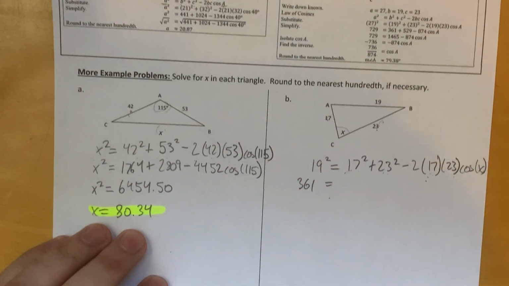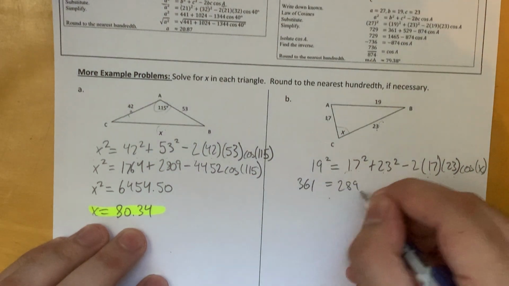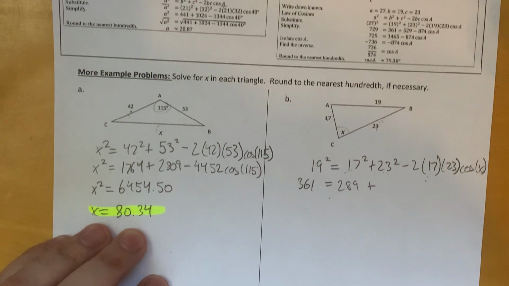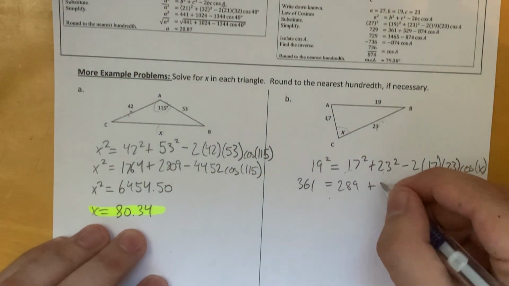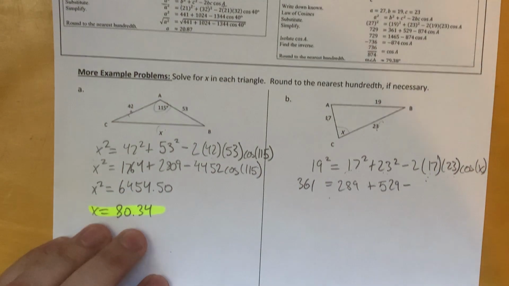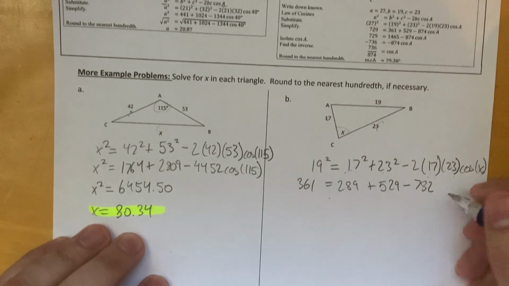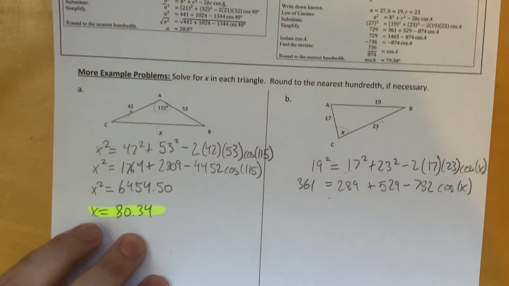361 equals 17 squared, which is 289, plus 23 squared, which is 529, minus 2 times 17 times 23, which equals 782, times cosine of X. Right?